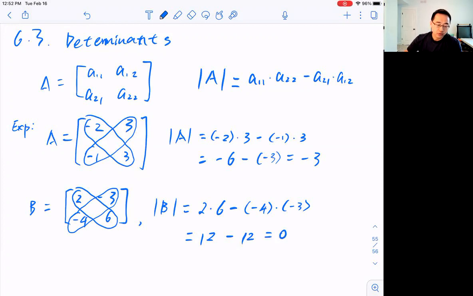Now, we'll talk about what it means to have a determinant of 0 later on in this chapter. But a determinant can be 0, and that is legitimate and okay, but it can mean something when it comes to solving a system of equations using matrices.